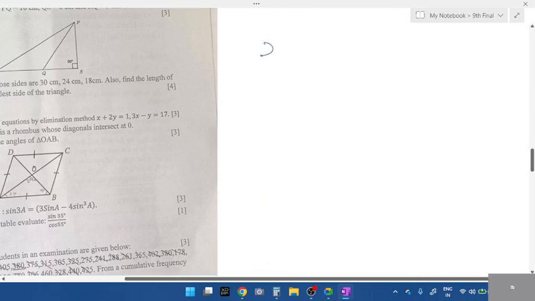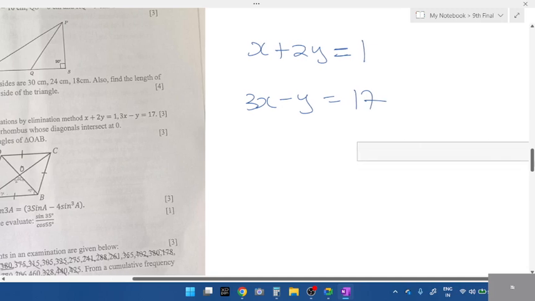Elimination method. Now, Delisha, answer this. When you taught Amy, how do you use elimination? x plus 2y is equal to 1. The number should be on the right hand side, Delisha. Remember, okay? Concentrate. Arrange the values. 3x minus y is equal to 17. 17 is already on the right hand side, right? Tell me, Delisha, which one shall we eliminate?